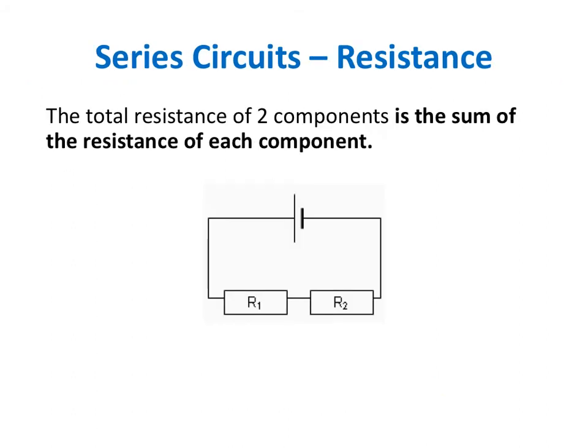When it comes to resistance, hopefully this isn't a surprise, particularly given how increasing bulbs affected the current. If you want the total resistance in a circuit, you're going to have to add the resistance of each component. Let's say resistor 1 here had a value of 2 ohms, and resistor 2 had a value of 4 ohms. Then the total resistance in this example would be the sum of those 2 values. So in a series circuit, it's the total of all of the resistors put together. So here it would be 6 ohms.